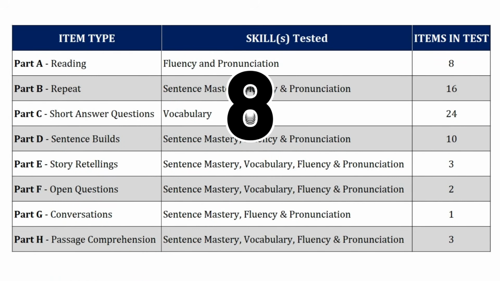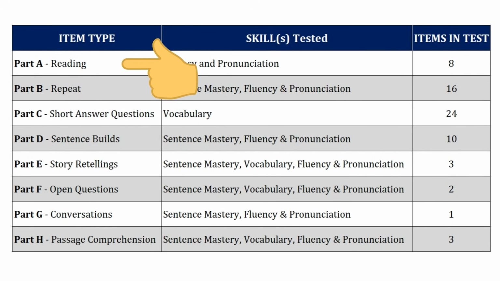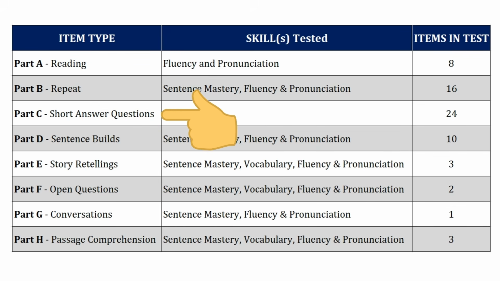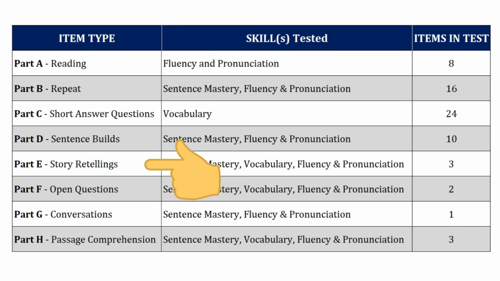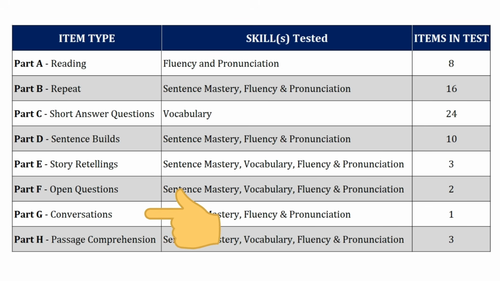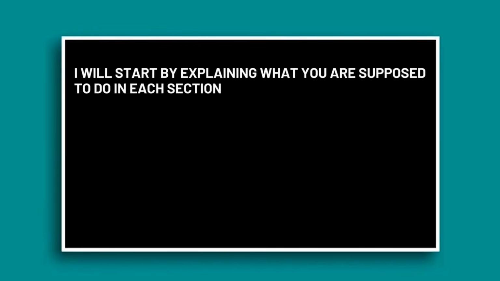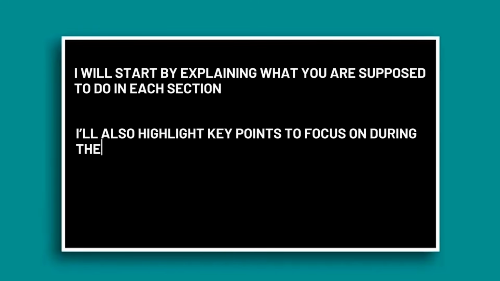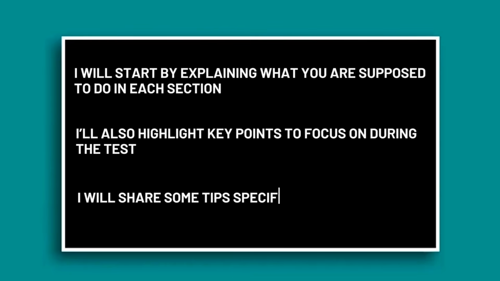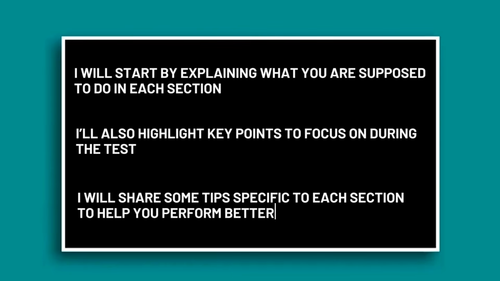Let's get started. The Accenture Communication Assessment has 8 sections. Part A, reading. Part B, repeat. Part C, short answer questions. Part D, sentence builds. Part E, story retelling. Part F, open questions. Part G, conversations. And Part H, passage comprehension. I'll start by explaining what you're supposed to do in each section. I'll also highlight key points to focus on during the test, and then I'll share some tips specific to each section to help you perform better.